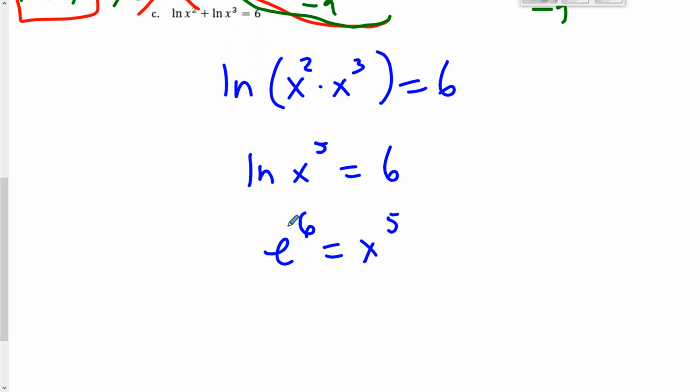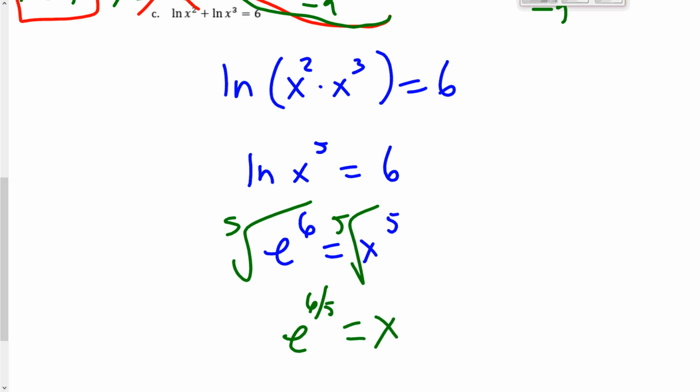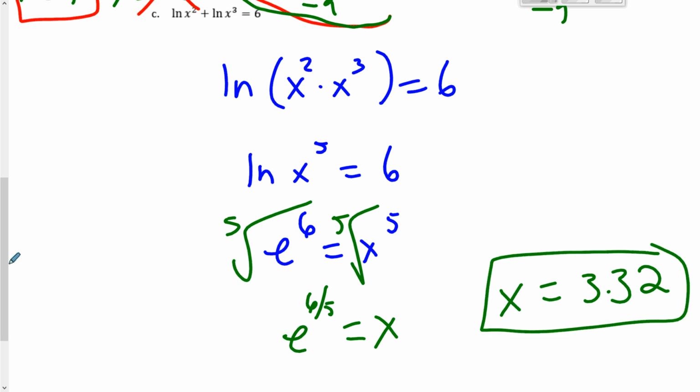Then we can go ahead and press this on the calculator, and well, I guess we could take the fifth root first. So you can take the fifth root of both sides. And I could do that on my calculator, or I can do e to the 6 over 5 on my calculator, and that will give me x. So it is approximately 3.32. Okay, and you can check that.